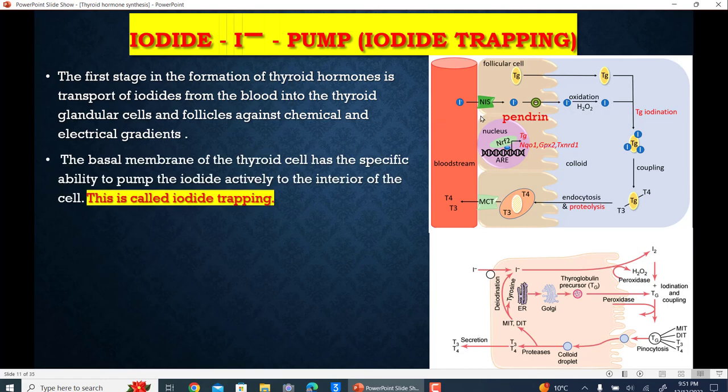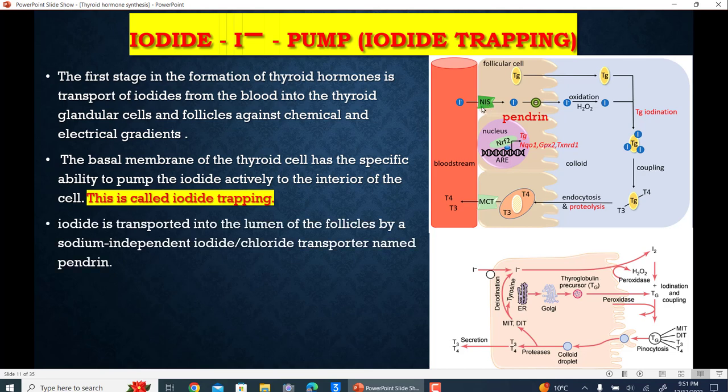The basal membrane of the thyroid cell has a specific ability to pump the iodide actively to the interior of the cell. This is called iodide trapping.